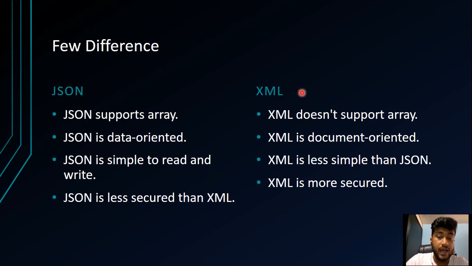So let's see the difference between JSON and XML. JSON supports array, but XML doesn't support array. JSON is data orientated and XML is document orientated. JSON is simple to read and write, and XML is also simple to read and write. But XML is more secure compared to JSON. Both of these topics will be discussed in more detail in later videos.